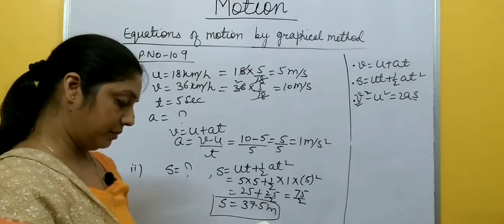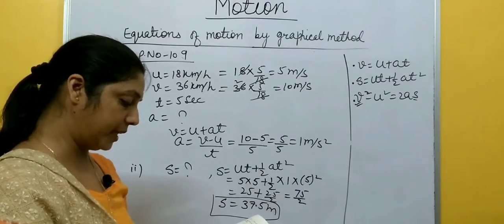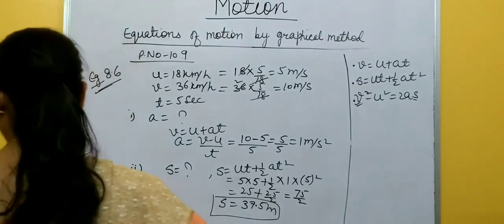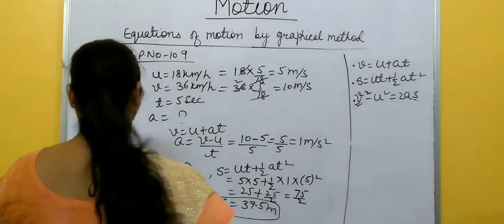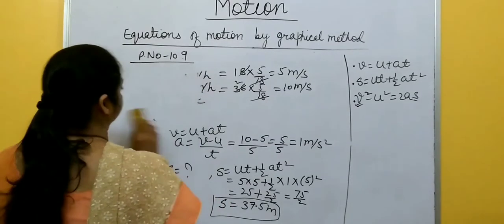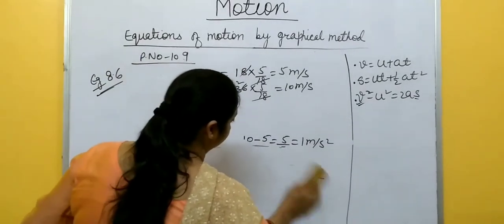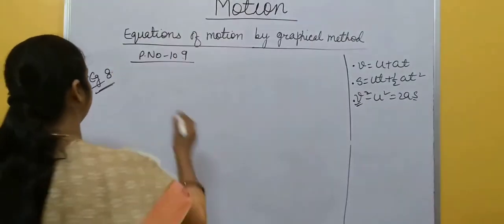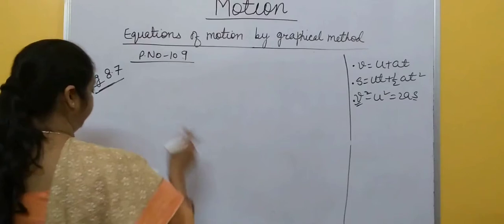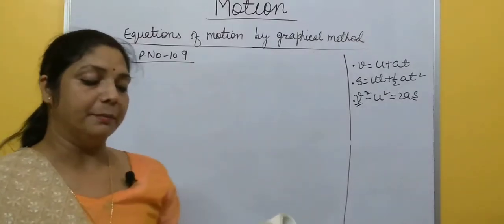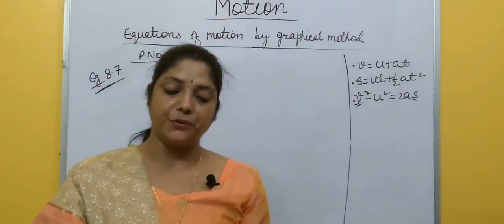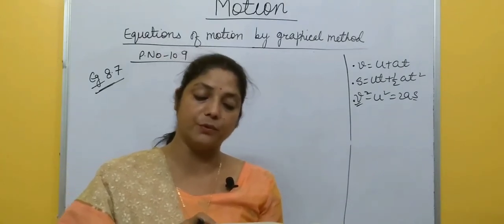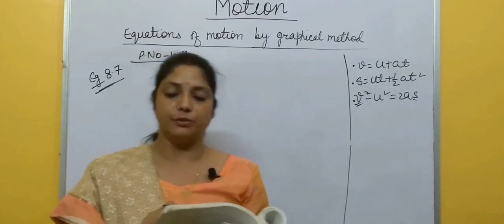Now again, there is one more example. Last one, example number 8.7. Note down. Last example number 8.7, page number 109. The brakes applied to a car produce an acceleration of 6 meter per second square in the opposite direction to the motion.